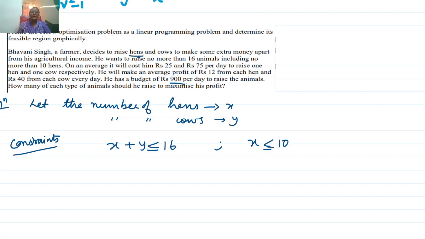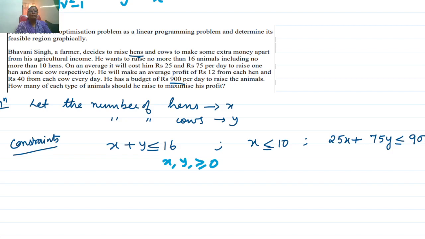So the cost that he has to bear with a hen is 25. So with X hens, it will be 25X. For one cow, it is 75. So therefore, with Y cows, it will be 75Y. So the total expenses that he'll have to bear is less than or equal to 900. He cannot have more than 900. So these are the constraints, along with the two hidden constraints, that is X and Y are greater than or equal to 0. Now, these are the constraints.